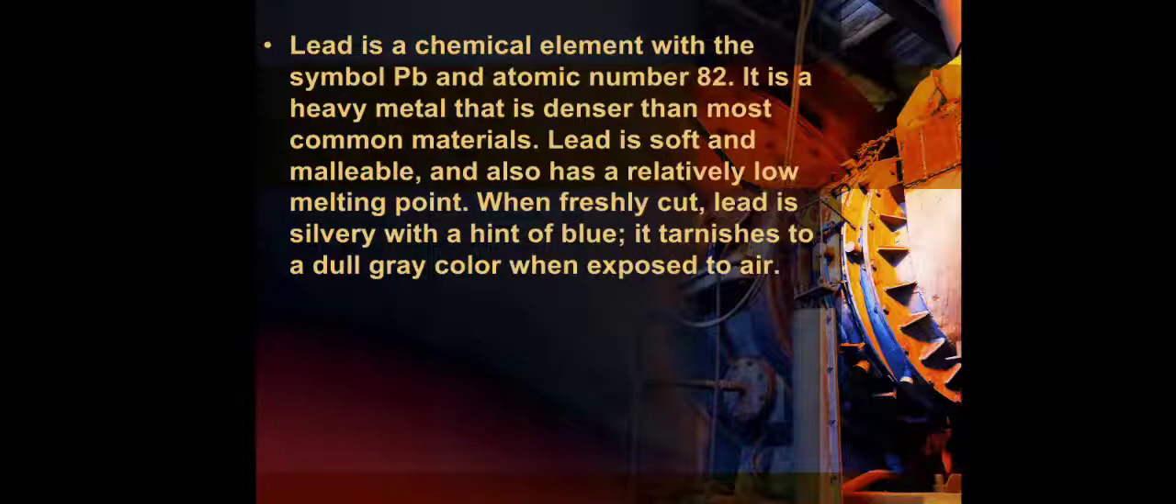Next one is lead. It is a chemical element with the symbol Pb and atomic number 82. It is a heavy metal that is denser than most common materials. Lead is soft and malleable and also has a relatively low melting point. When freshly cut, lead is silvery with a hint of blue. It tarnishes to a dull gray color when exposed.